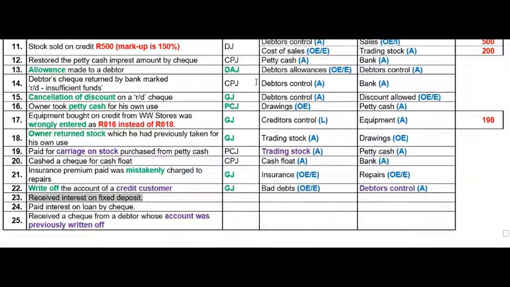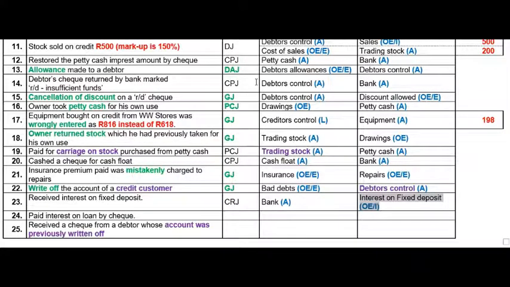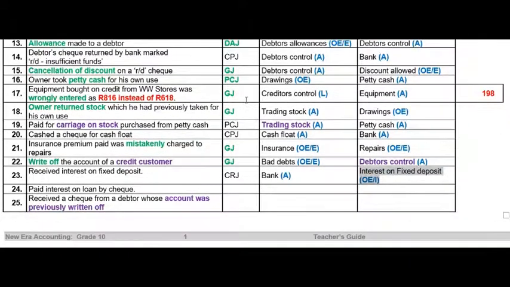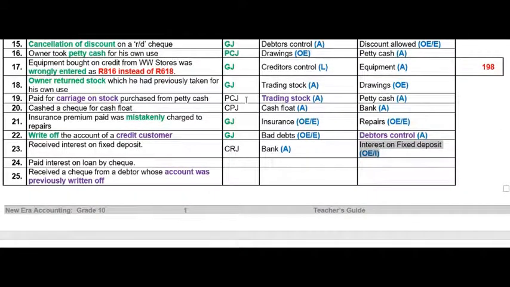We received interest on fixed deposit. Very important, they didn't say that it's capitalized. So you assume that it's not capitalized. Therefore, it will go to the CRJ. Okay, so our bank increases because we received money. Our interest on fixed deposit account, which is an income account, increases on the credit side.